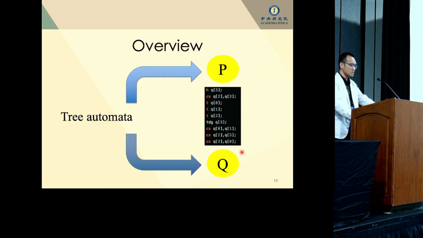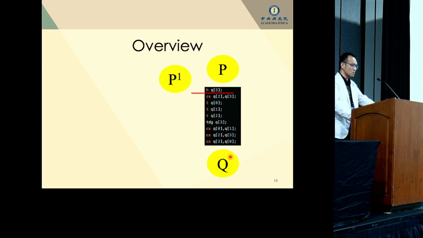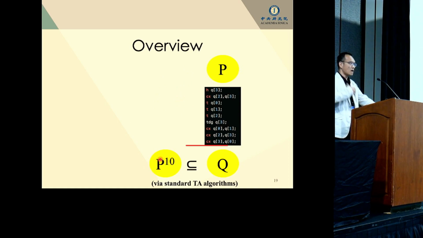So pre and post condition, they are tree automata. And we develop algorithms to compute the post. So for each gate, we know how to compute the next tree automata after we run the gate. So we do this step by step. Then we get the set of states after I run the quantum circuit. And then I check whether all the states are within the post condition. This can be done by a standard tree automata language inclusion algorithm. So that's the overview. So we know how I do it.